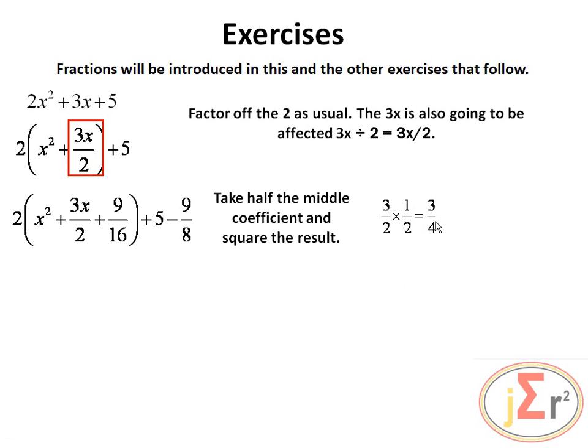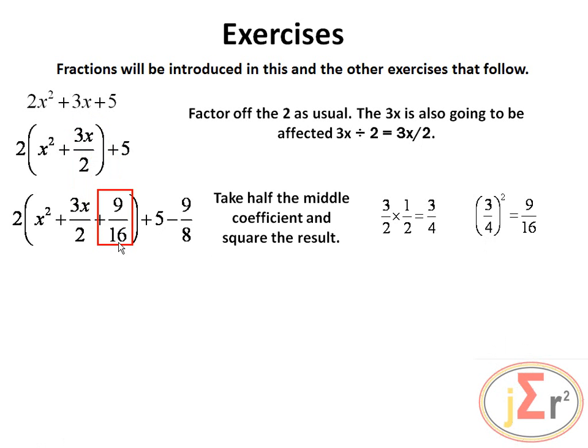Therefore, we take half of the middle coefficient, we need to square it. So we're going to square 3 over 4. When we square 3, we get 9. When we square 4, we get 16. So 9 over 16 is what we get.